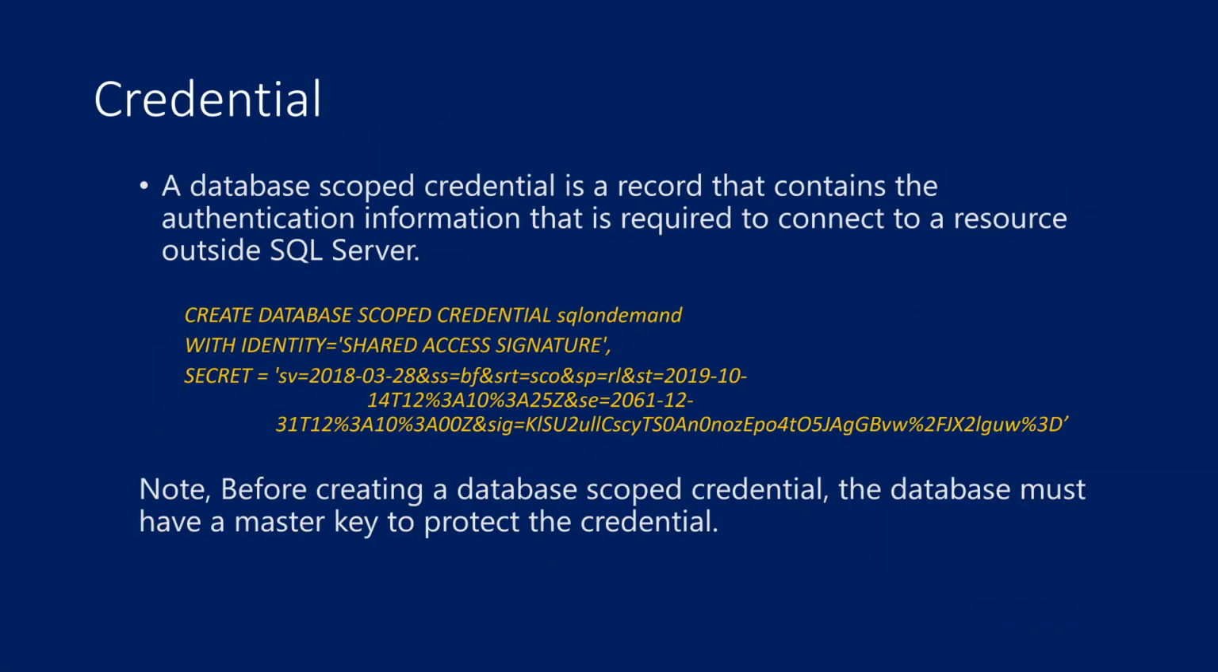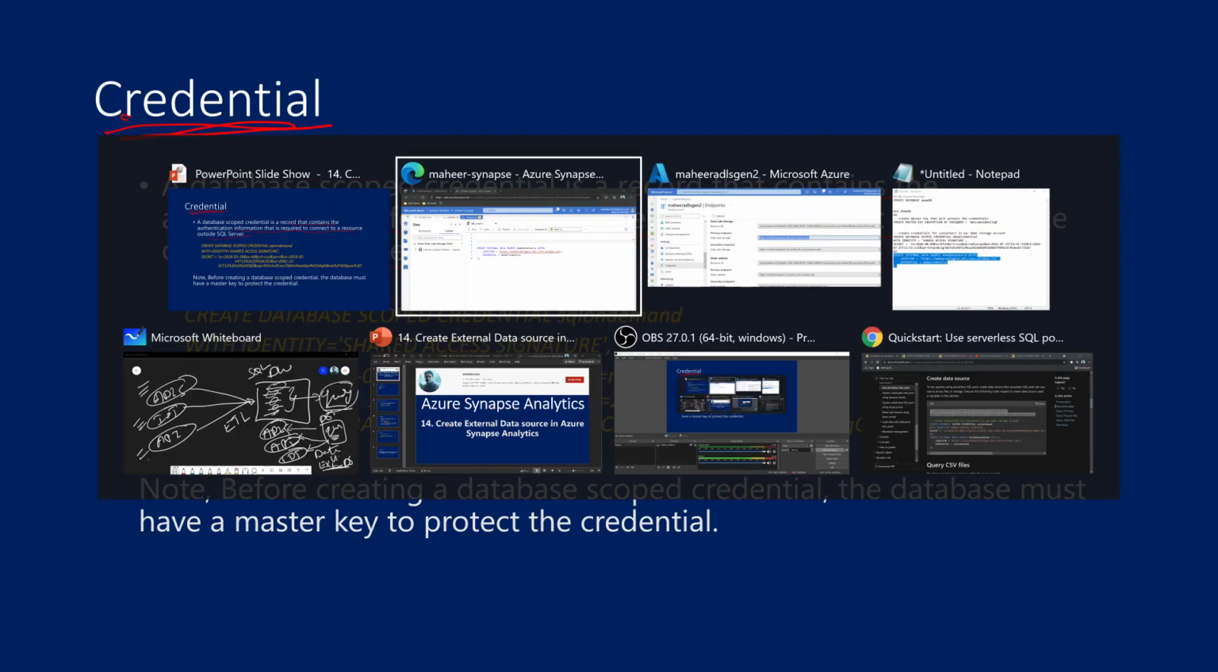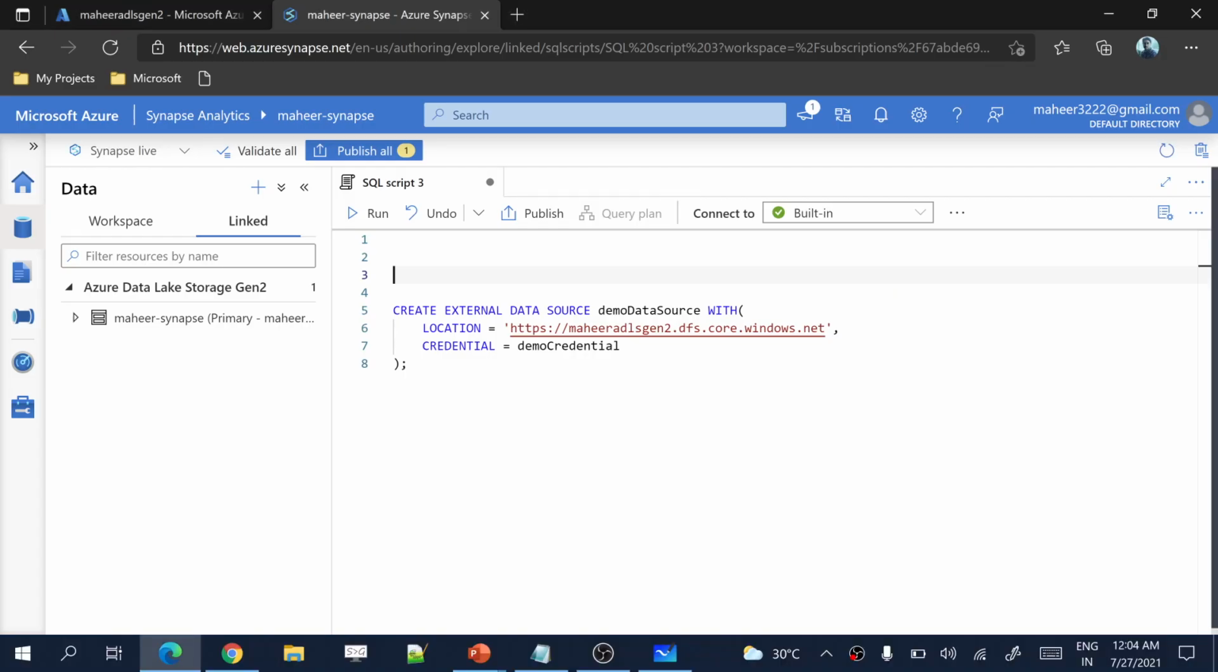So what is a credential, or database scoped credential? It is nothing but a record that will contain your authentication information that is required to connect with a resource which is outside of SQL Server. That means in our case the credential has to be used to connect with this Data Lake Storage Gen 2. So this Data Lake Storage Gen 2 will have some authentication process, right? Using that authentication process, I should create one record, and I should give a name for that record as demo credential, and that name I am using under my external data source.